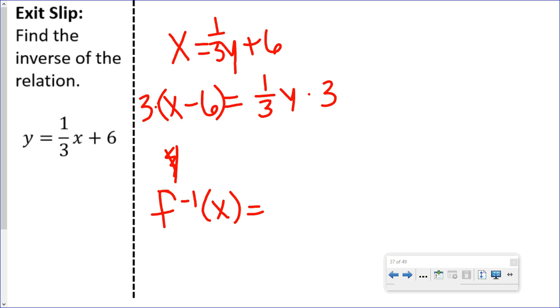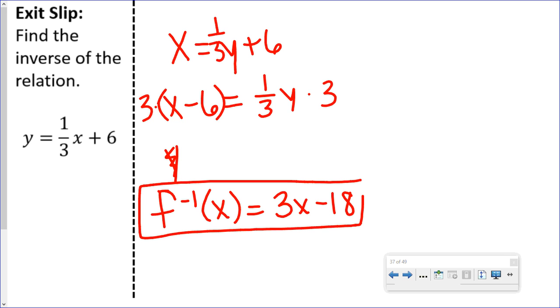Because every line will be a function except for a vertical line, because then it wouldn't pass the vertical line test. So we would have 3x minus 18 is what you should have got. And since it's a line, it is a function, and so that's why I'm using this function inverse notation.